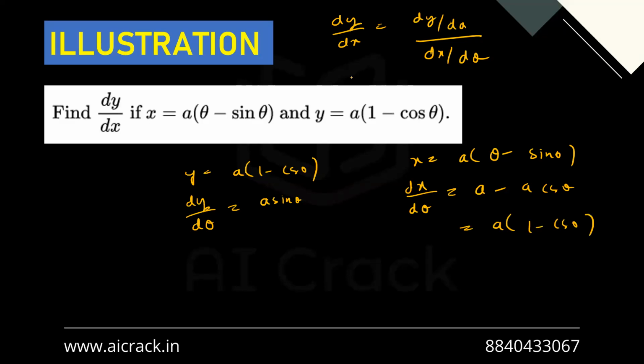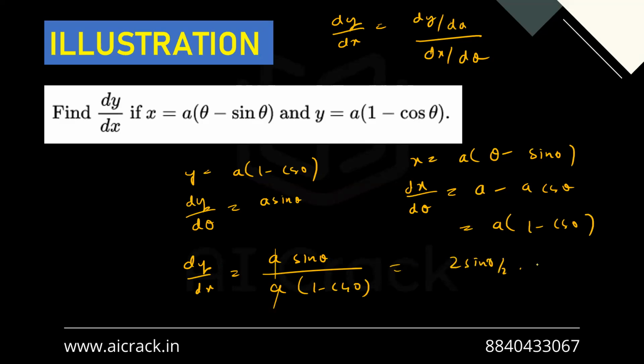Now if you want to calculate dy by dx, we have to divide both of them. So dy by dx equals to a sine theta upon a times 1 minus cos theta. This a gets cancelled out. Now sine theta can be written as 2 sine theta by 2 dot cos theta by 2 divided by, this is 2 sine square theta by 2. 2 gets cancelled out. Sine theta by 2 gets cancelled out. So what we have got eventually, cot theta by 2.